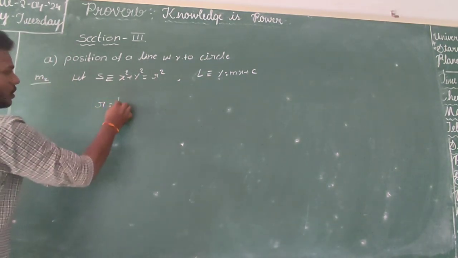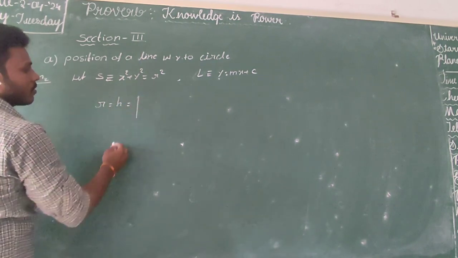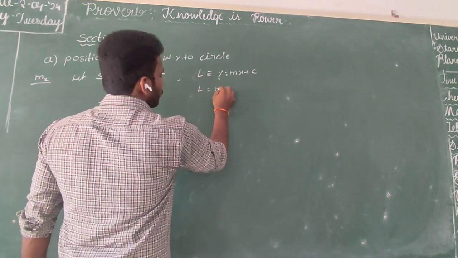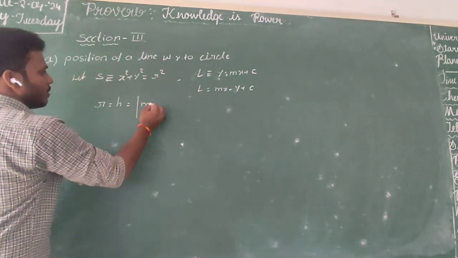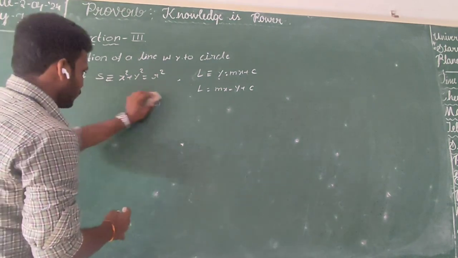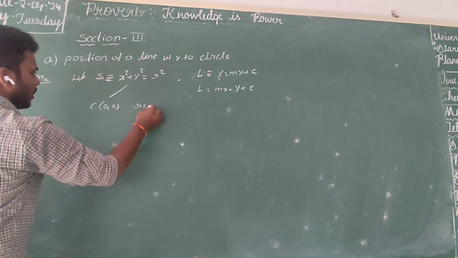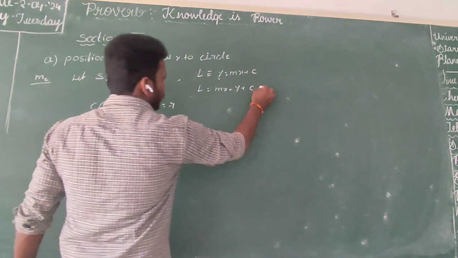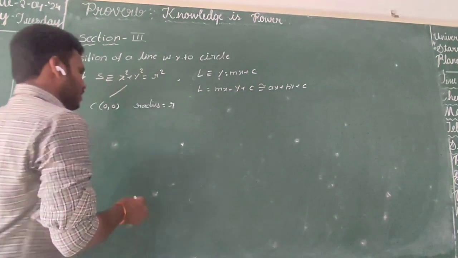Again in two ways, the same manner: the radius is equal to the perpendicular distance from the line to the point. The line is converted into the form L equal to mx minus y plus c. Here the center is 0, 0 and the radius is equal to r. Here we convert the equation into the form ax plus by plus c, and take the perpendicular distance.